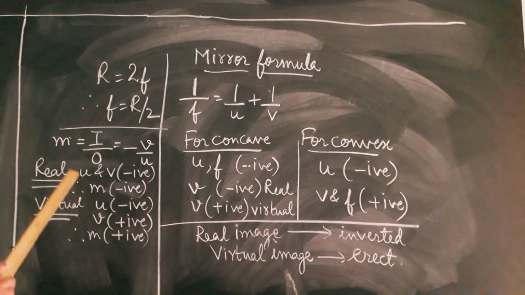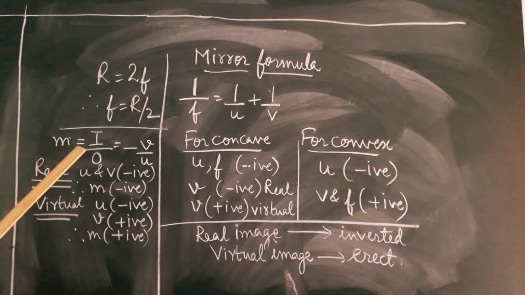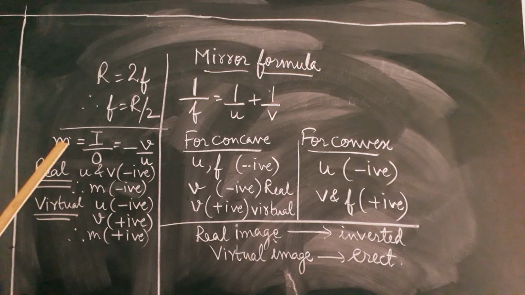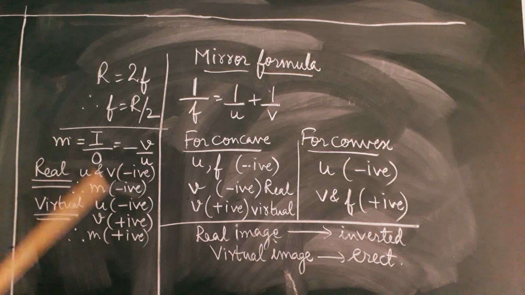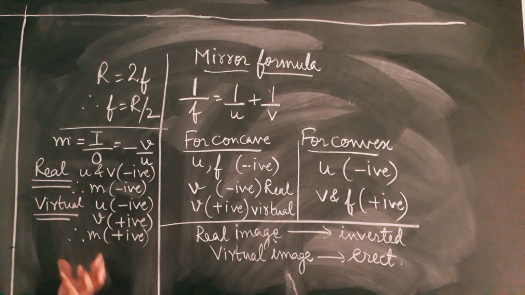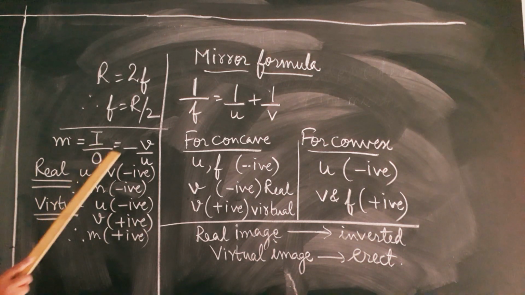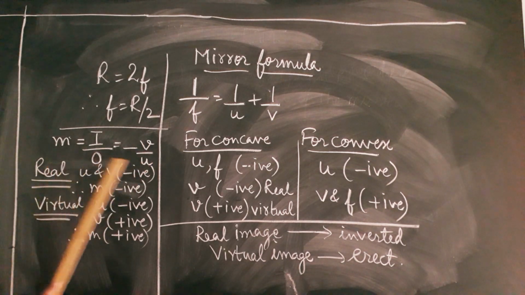Now let's come to this part. Here I have written another formula. It says small m is equal to capital I upon capital O. Now what does small m stand for? Small m is known as the magnification, the magnification of an image. It is given by I over O. This is equal to minus v upon u. It is a formula in continuation.